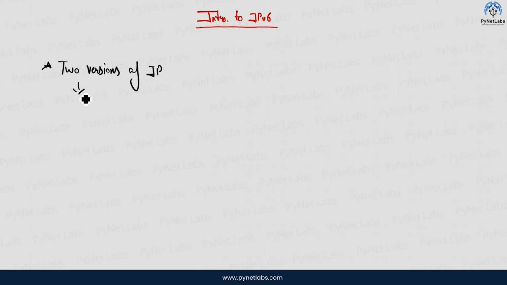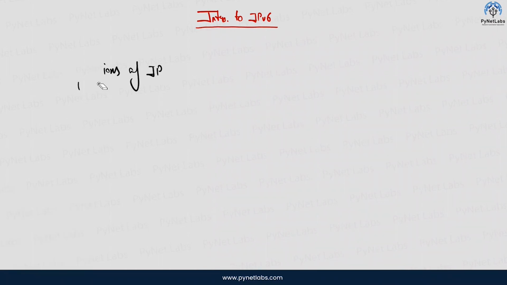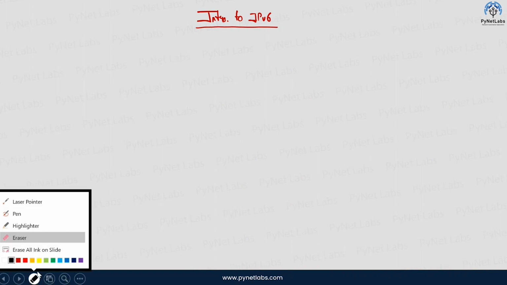So I'll be writing the heading as Introduction to IPv6. Now, in this introduction for IPv6, we are going to see that there are two versions of IP, and IPv6 is an advanced version of IP, which was released after IPv4. So basically there are two versions of IP address. I'll write here: two versions of IP. I'll just create a table for that to make you understand in a better way.